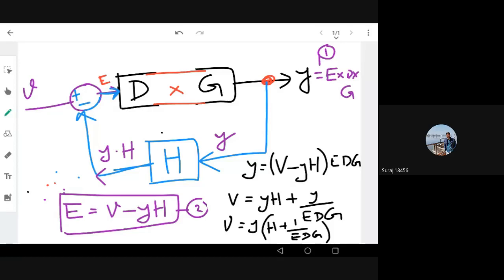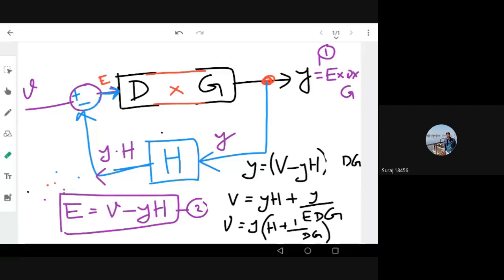So what will happen? We put the value of E equals V minus YH in place of E in equation 1. So Y equals V minus YH into DG. Oh, sorry, E is not there. E is gone here.